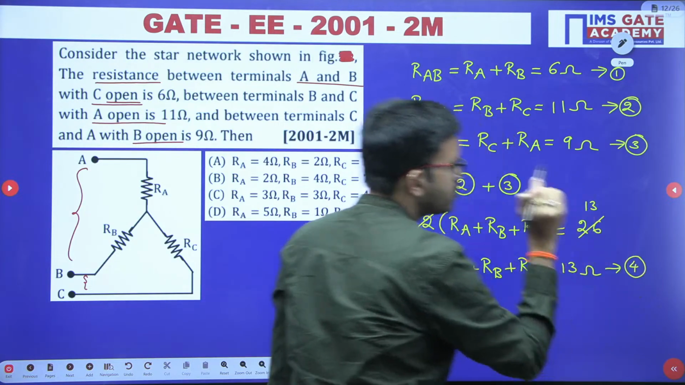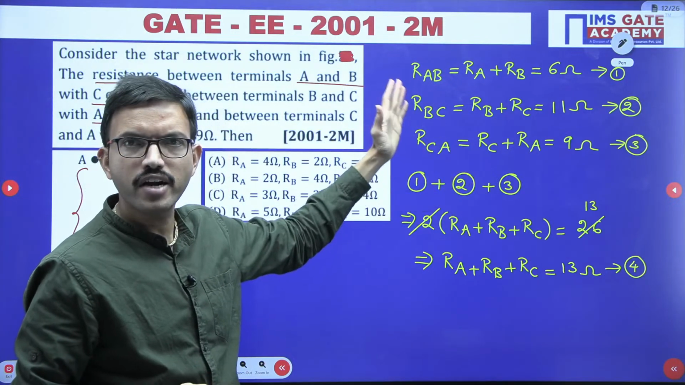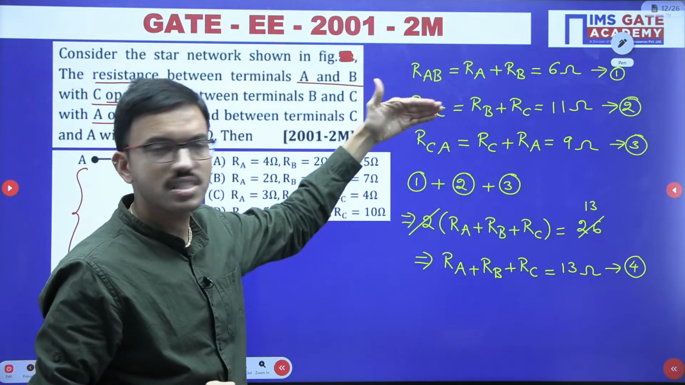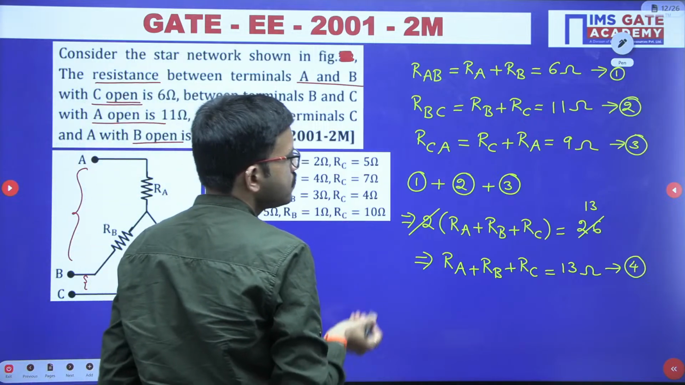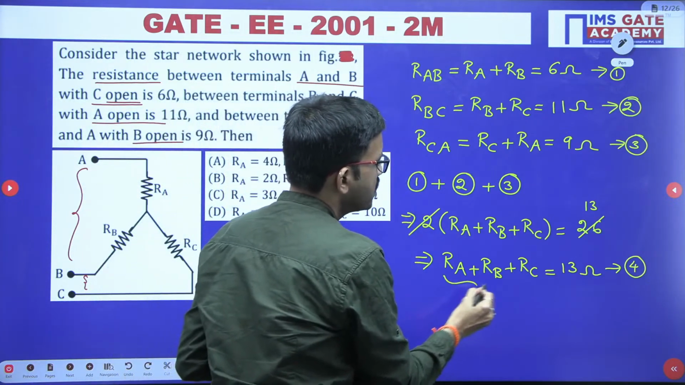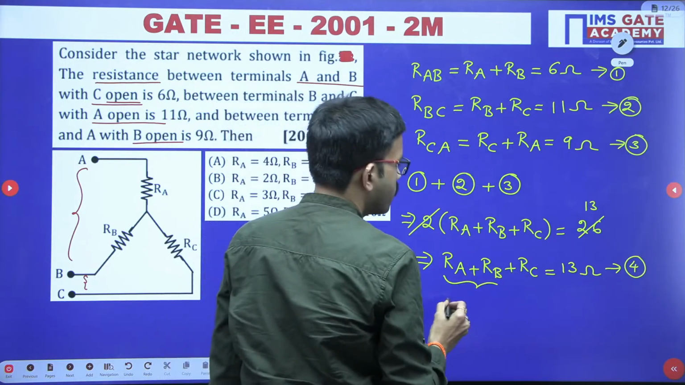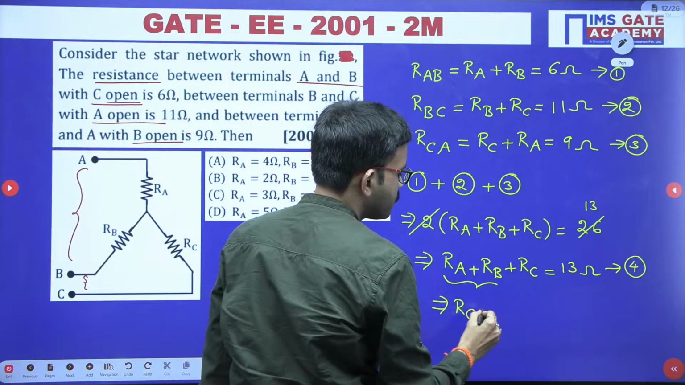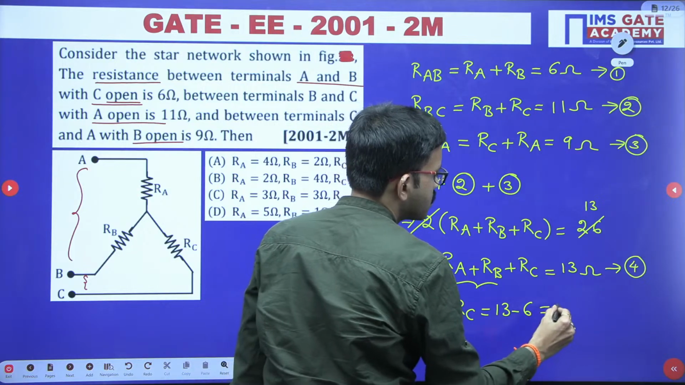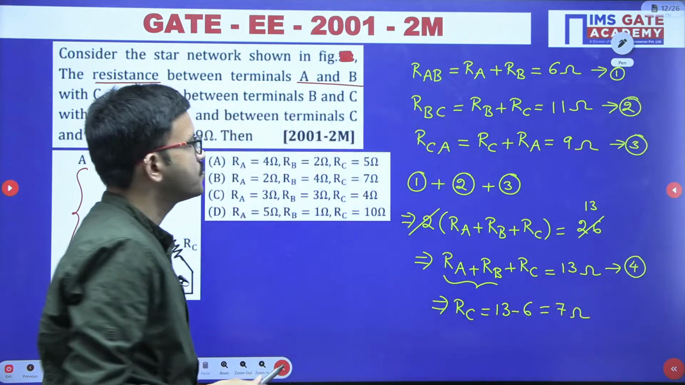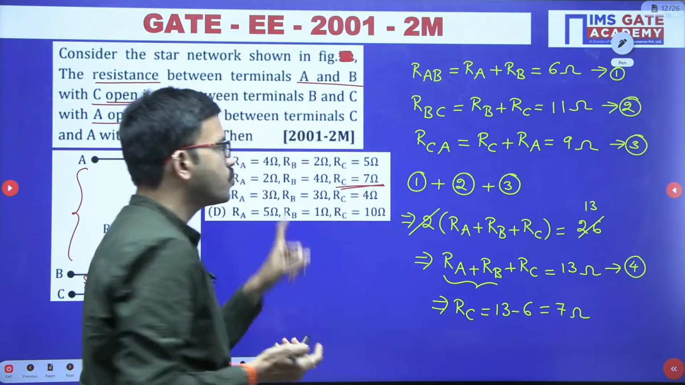Now I am labeling this equation as 4. Now you can use equation 1 and 4, from there you can find 1 unknown. Similarly 2 and 4, 1 unknown. Similarly 3 and 4, 1 unknown, like that. Suppose from 1 and 2, you can observe RA plus RB is what? 6. RA plus RB is 6. So from here you will get RC equal to 13 minus 6, that means 7 ohm. So RC is 7 ohm, in which option you are having? Only one option, right? So RC 7 ohm, you got only one option.